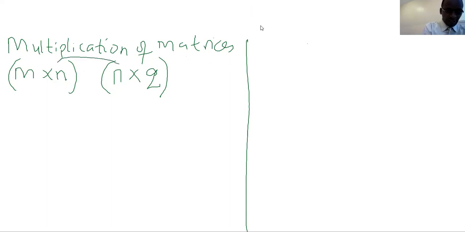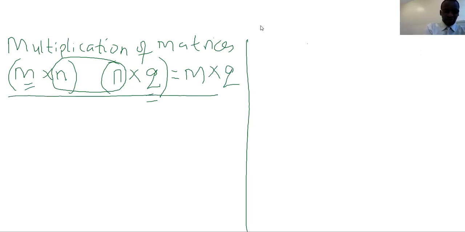So we normally check here. The number of columns in the first matrix must be equal to the number of rows in the second matrix. And the resulting matrix, the answer, is of the remaining order, m here by q. That will be the result. So this is how you check the compatibility of matrices. When you are multiplying them, you look at the number of columns in the first matrix against the number of rows in the second matrix.